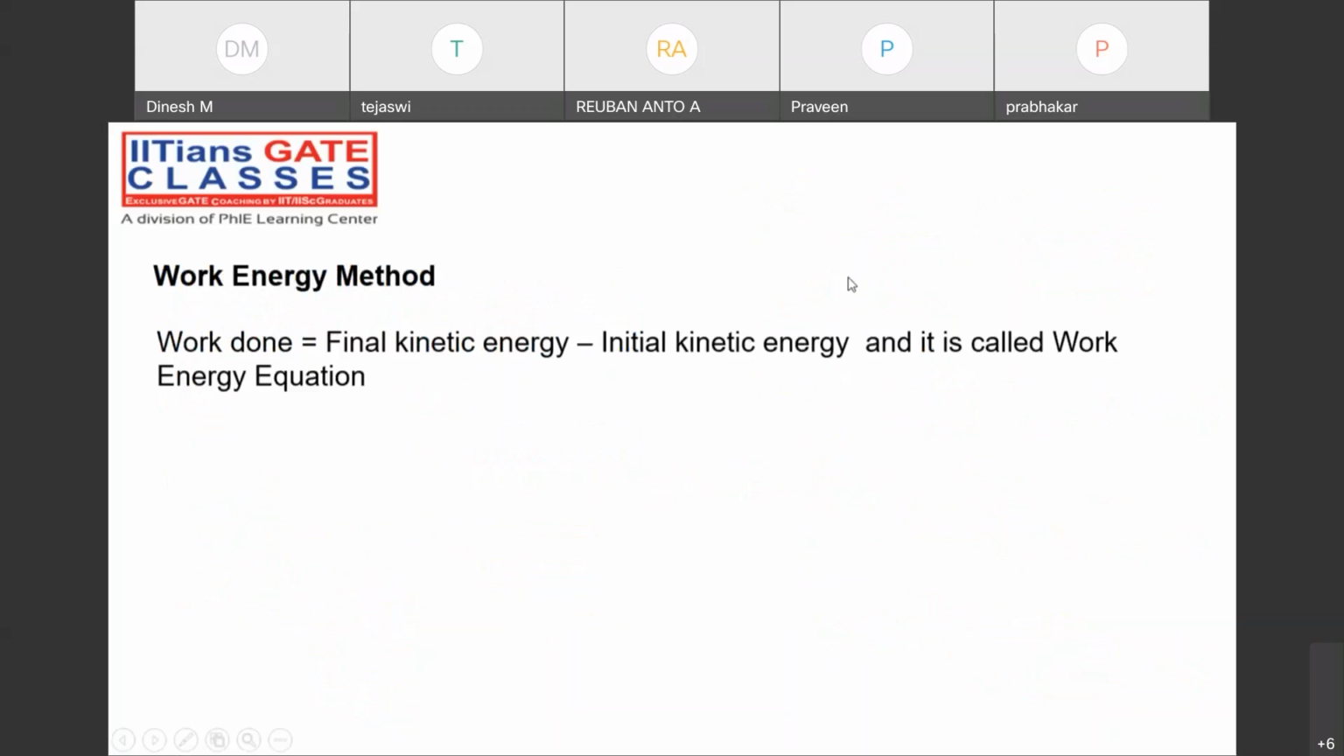Perfect. Note down the work energy method. How many of you know about this work energy theorem? Very, very important. Work energy theorem, how can we derive this particular work energy theorem? That is also very, very important. How are we able to derive this particular equation?